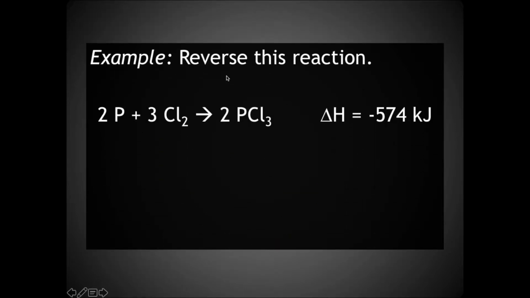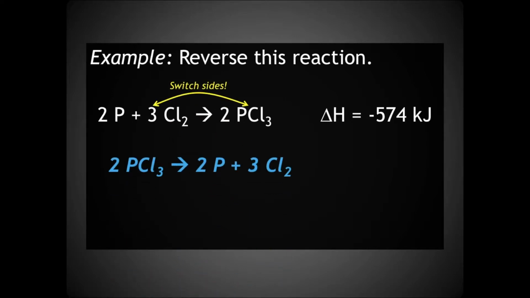Okay, so it's asking us for an example, reverse this reaction. So we have 2 phosphorus on this side, 3 chlorine molecules, and then we have this right here, and our heat, okay? So everything on the left side of the arrow, or the reactant side, will now be on the product side and vice versa. And the only thing you need to make sure you don't forget is to change the sign on your heat. Okay, so switch sides, and that's easy, right? That's no big deal. And then with the delta H, you're going to change the sign. And that's how you reverse reactions.